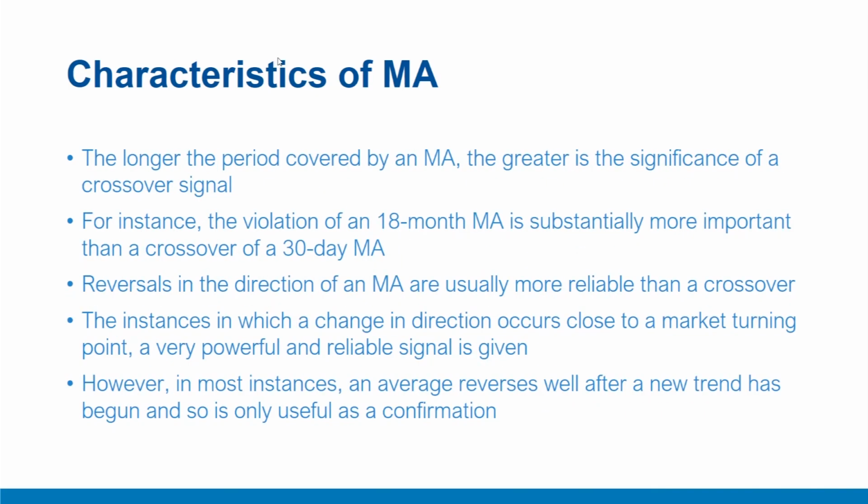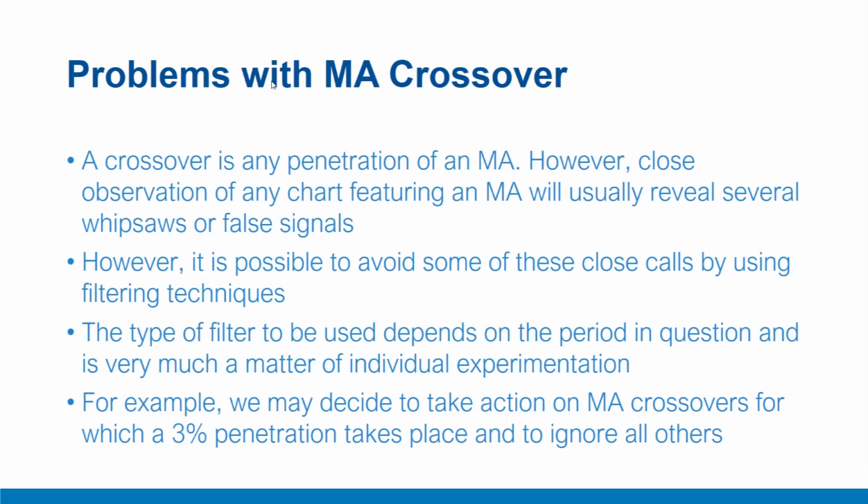Generally speaking, the longer the time span covered by an MA, the greater its significance of a crossover signal. For instance, the violation of an 18-month moving average is substantially more important than a crossover of a 13-day MA. Reversals in the direction of an MA are usually more reliable than a crossover. In instances in which a change in direction occurs close to a market turning point, a very powerful and reliable signal is given. However, in most instances, an average reverses well after a new trend has begun and is only useful as a confirmation. A crossover is any penetration of an MA.